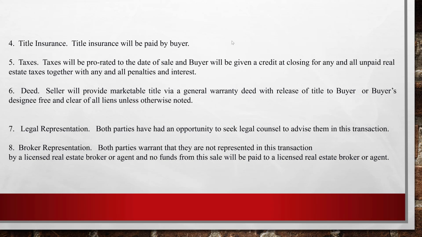Deed. Seller will provide a marketable title via a general warranty deed with release of title to buyer or buyer's designee, free and clear of all liens unless otherwise noted. Basically, if you can't provide a clear title, clear of all liens, clear of all tax liens, anything that might be, they have to be able to provide that clear title whenever it's closed. And it's also saying, look, both parties have had an opportunity to seek legal counsel to advise them in this transaction. Broker representation. Both parties warrant that they are not represented in this transaction by a licensed real estate broker or agent, and no funds from this sale will be paid to a licensed real estate broker or agent.